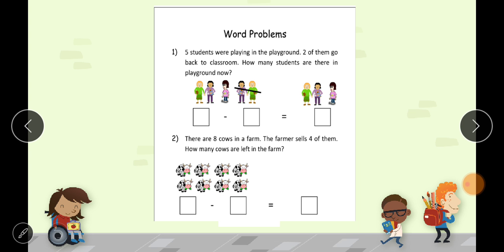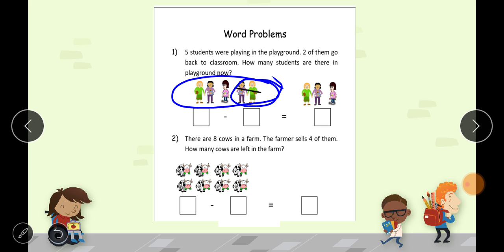Here, 5 students were playing in the playground. 2 of them go back to classroom. How many students are there in the playground now? You can see the 5 students here in the playground. 2 of them went back to the classroom. See the 2 of them crossed out. How many of them are left? We have 3 of them left.